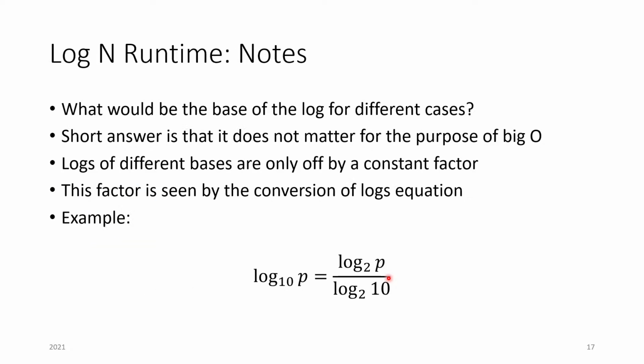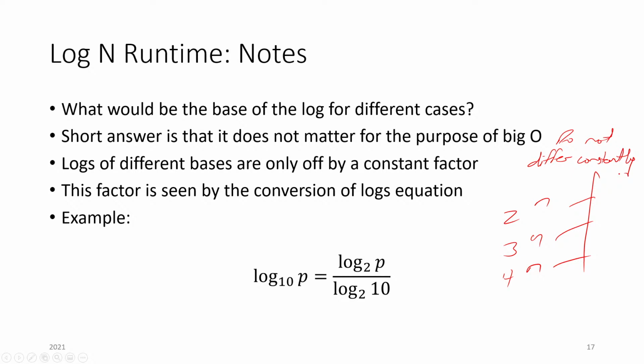The reason why we can't do this for powers is because when you watch the graphs for powers here, being like 2 to the n, and 3 to the n, and 4 to the n, each one of these here, they do not differ by a constant factor. So you can't do this for powers. You still need to specify if it's going to be 2 to the n, or 3 to the n, or 4 to the n, and so forth.